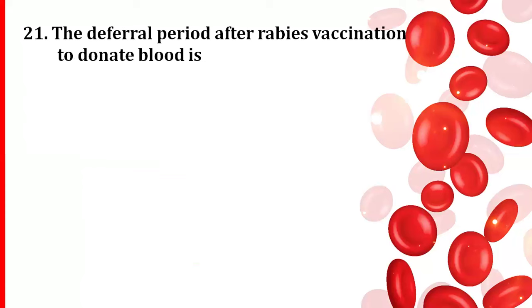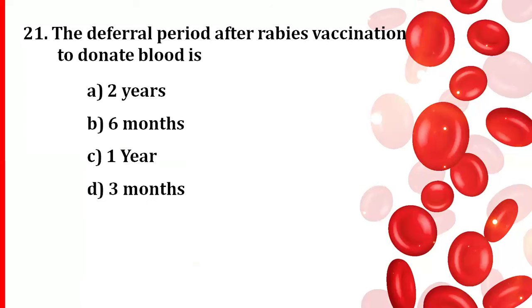Next question, the deferral period after rabies vaccination to donate blood is: option A, 2 years, option B, 6 months, option C, 1 year, option D, 3 months. Here the right answer is 1 year. That is option C, 1 year.